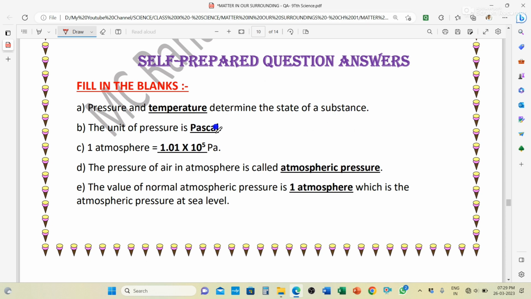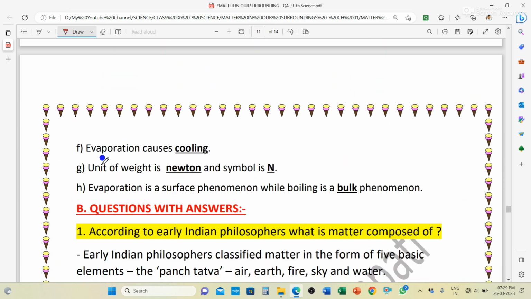The unit of pressure is Pascal. 1 atmosphere equal to 1.01 into 10 to the power 5 Pascal. The pressure of air in atmosphere is called atmospheric pressure. The value of normal atmospheric pressure is 1 atmosphere, which is the atmospheric pressure at the sea level. Evaporation causes cooling. Unit of weight is Newton and symbol is N.